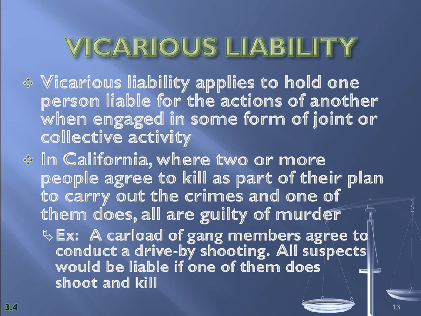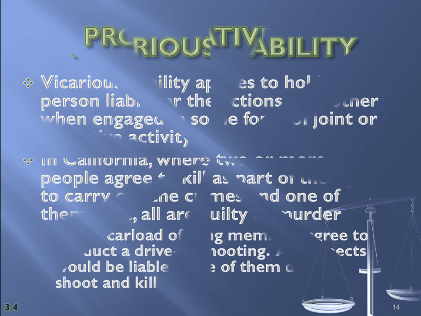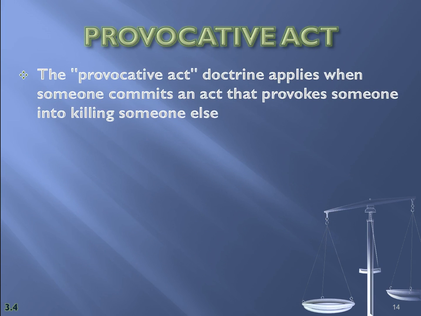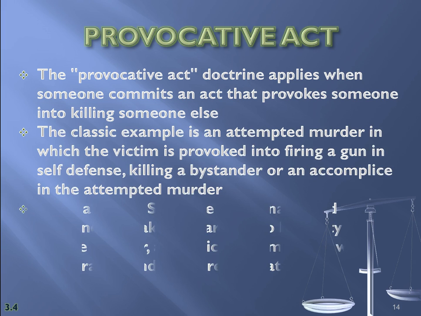And here's a great example that's listed for us. Let's just say that a carload of gang members agree to do a drive-by shooting. All of those suspects would be liable if one of them does in fact shoot and kill. So that's vicarious liability. And now the provocative act theory.